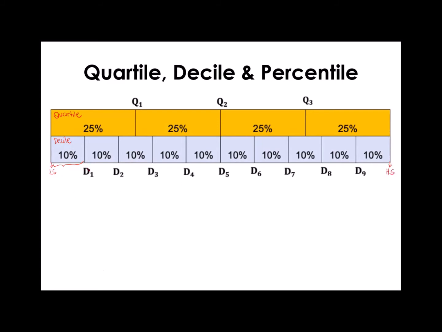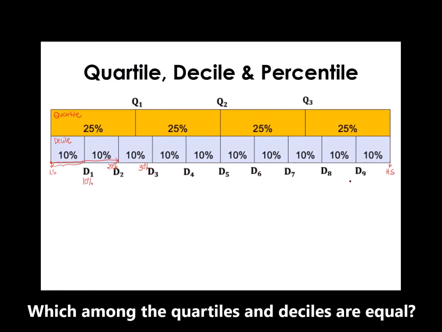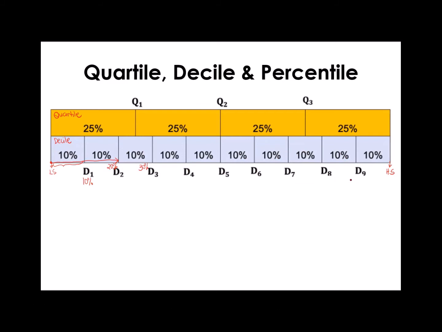Pagka pinag-usapan natin ang D sub 1 or the first decile, we are talking about only 10%. And then, pagka pinag-aralan natin si D sub 2, coming from the lowest score up to D sub 2, that is now 20%. Then D sub 3, 30%. D sub 4, 40%. 50%, 60%, 70%, 80%, and 90%. So I hope that is clear. Based on this figure, which among the quartiles and deciles are equal? Alin sa quartile at decile ang equal? Okay, tama po.